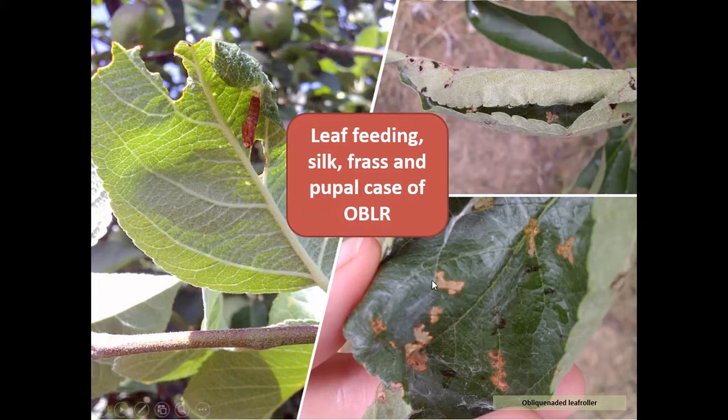With that feeding, they make these window pane feeding holes as they're rolled inside and protected inside that leaf. They will complete their life cycle within this leaf, so you will see evidence of a pupal case as the adults emerge out.